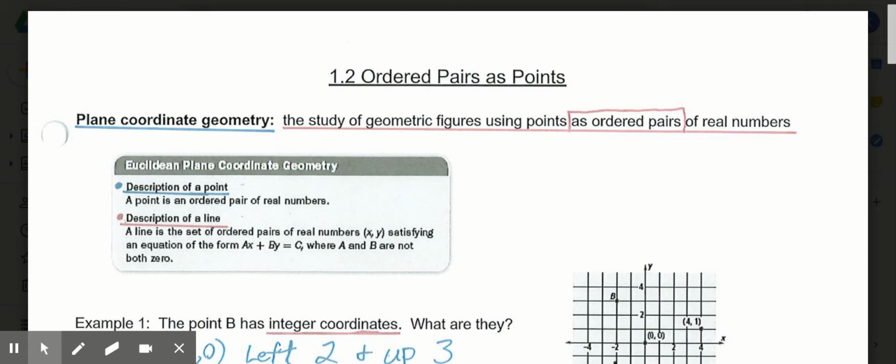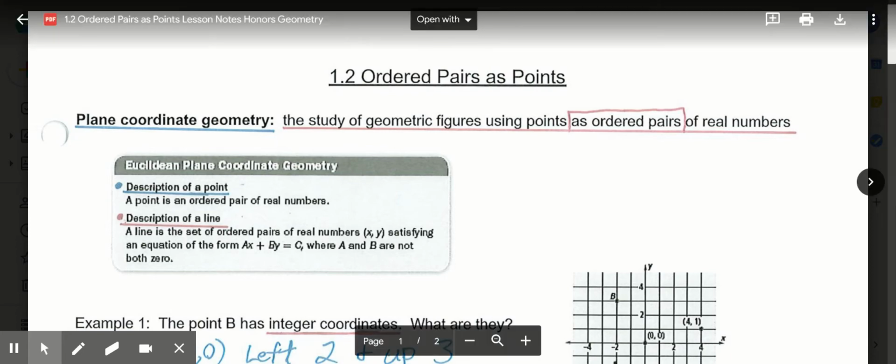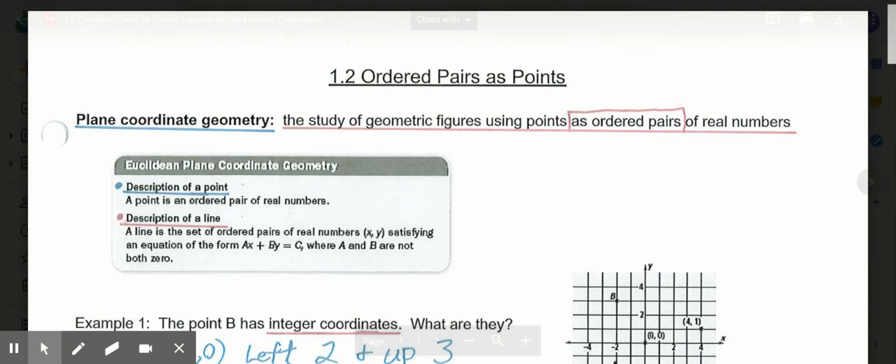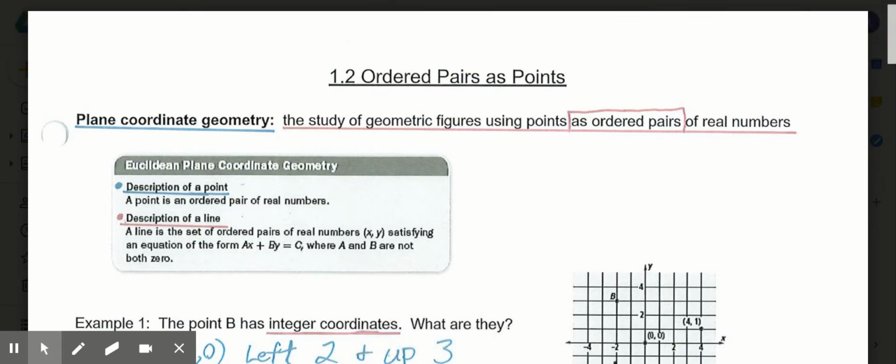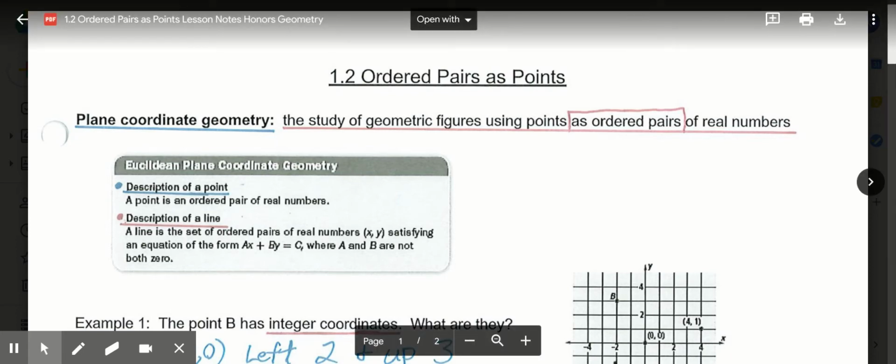Now in our last lesson there was Euclidean synthetic geometry in a little box, which basically again is the geometry we exist in. Now plane coordinate geometry, which then we'll look at Euclidean plane coordinate geometry, which is the most common type. So plane coordinate geometry is the study of geometric figures using points as ordered pairs of real numbers.